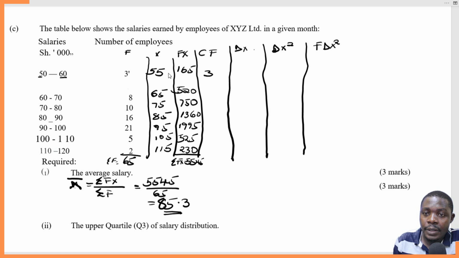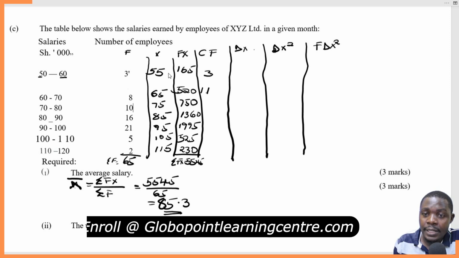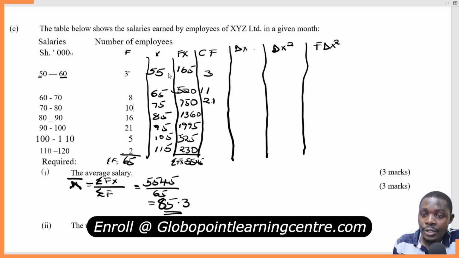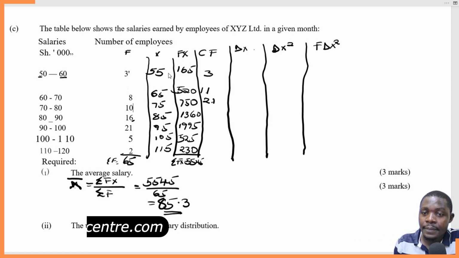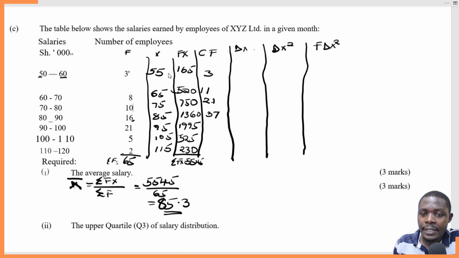We have the cumulative frequency for the purpose of calculating the quartile. We have 3. 3 plus 8, you get 11. 11 plus 10, you get 21. 21 plus 16, we get 37. 37 plus 21, we get 58. 58 plus 5, you get 63, and 63 plus 2, we are getting 65.